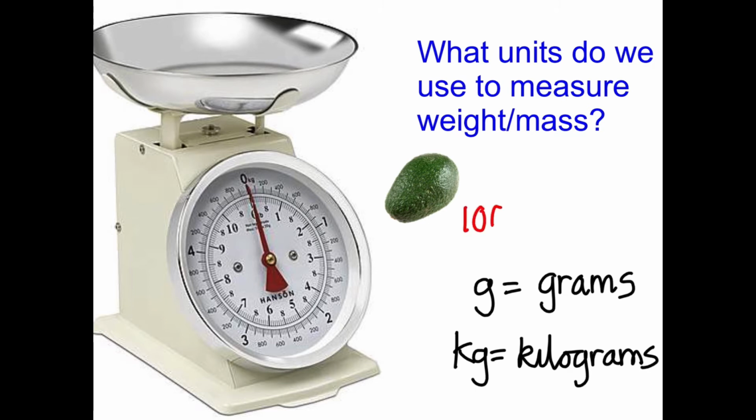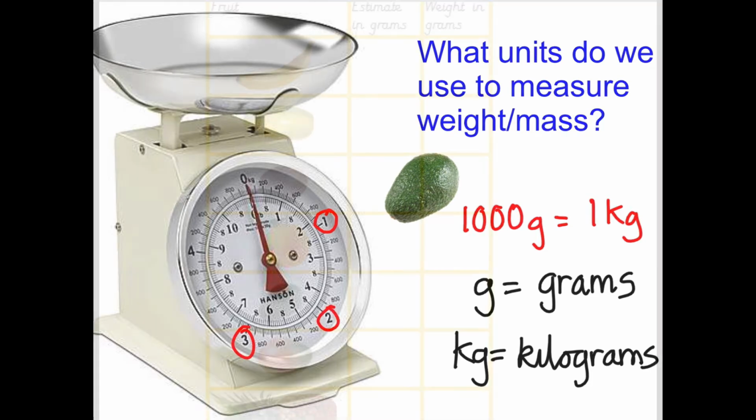1,000 grams equals 1 kilogram. So you could write that in your book actually, just like you did with the centimetres and the metre. Now on these scales, the grams and kilograms are around the outside. You often hear people talking about things like pounds and ounces as well, but we're not using those, we're using the kilograms and the grams. So on these scales, that's 1 kilogram, that's 2 kilograms, and that's 3 kilograms.